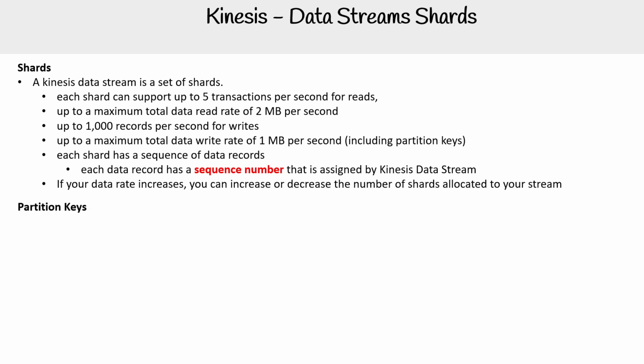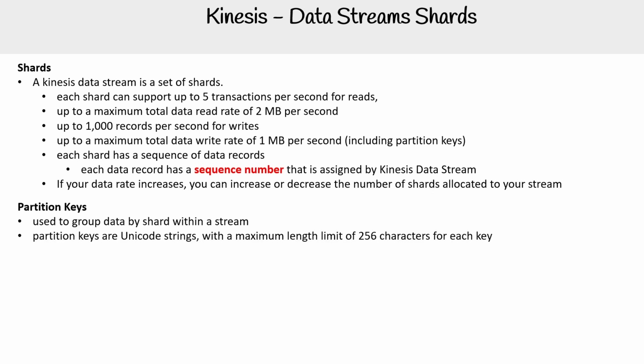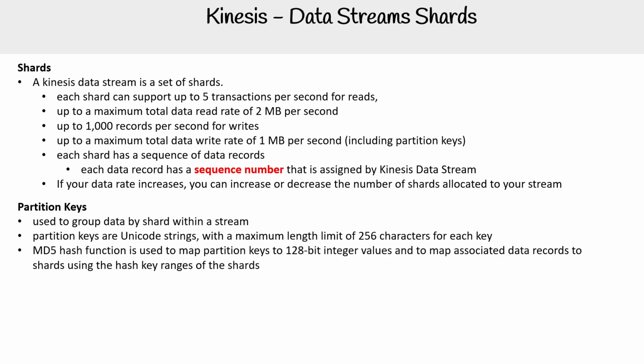So you actually have to set a partition key when you write data. It's used to group data by shard within a stream. Partition keys are Unicode strings with a maximum length limit of 256 characters for each key. So basically you can call it whatever you want. You can call it apple, you can call it dog, whatever you want to call your partition key.